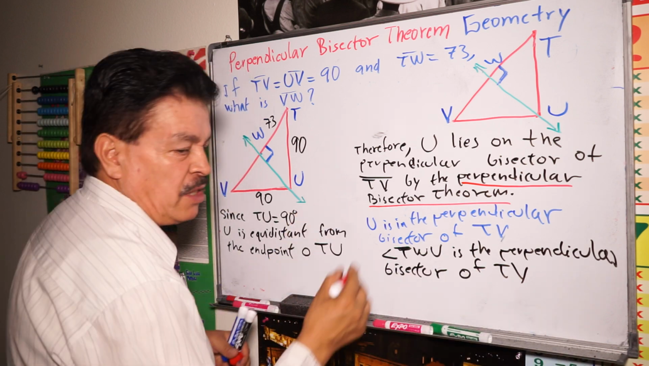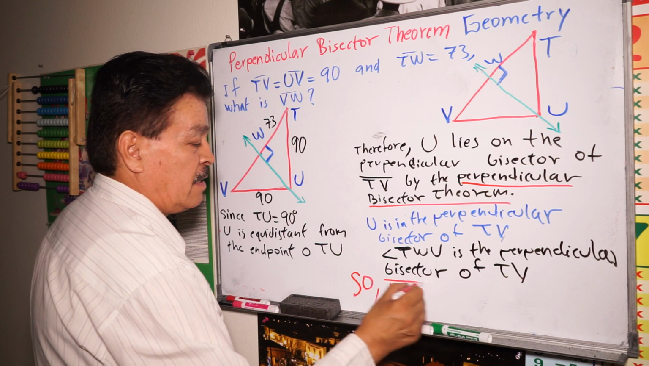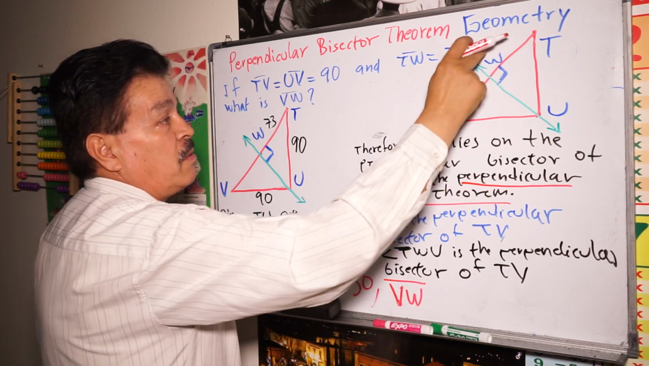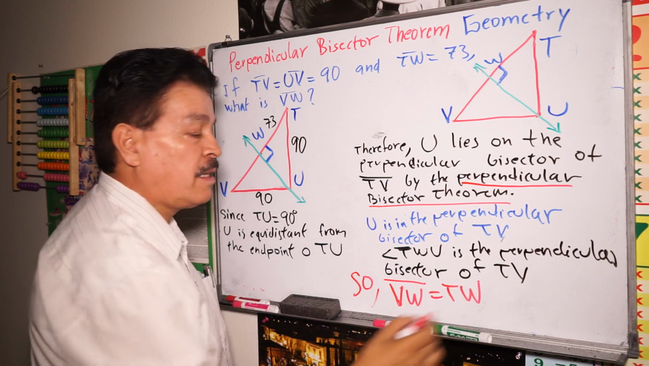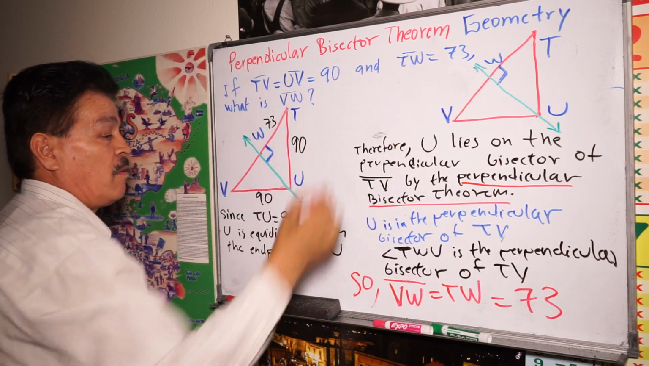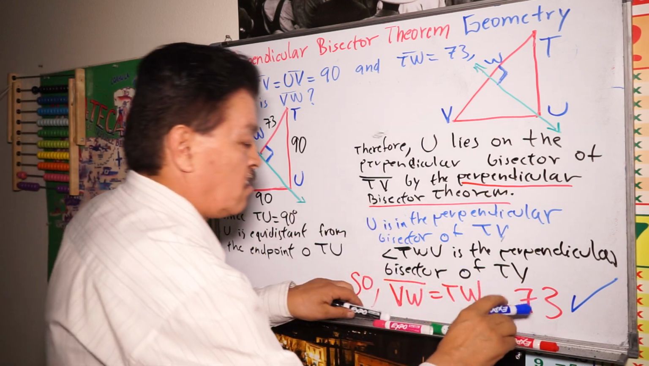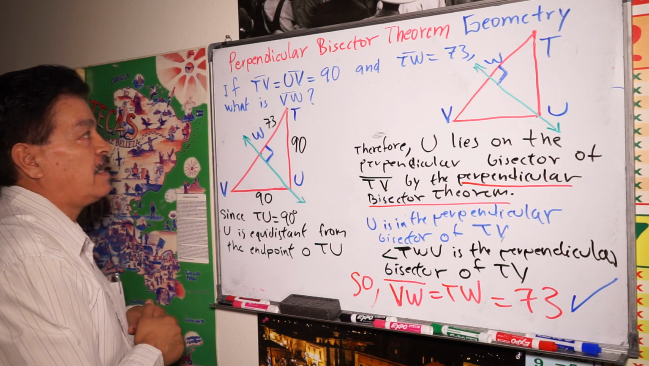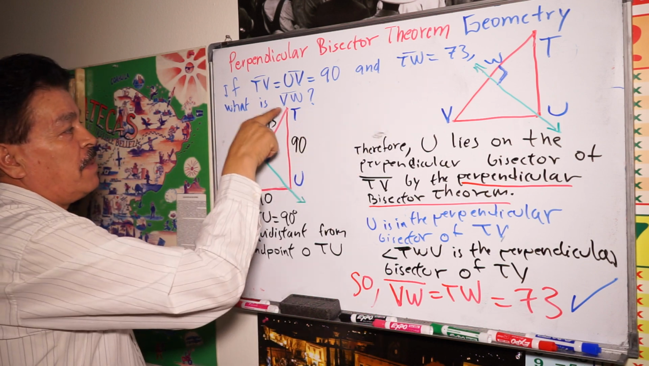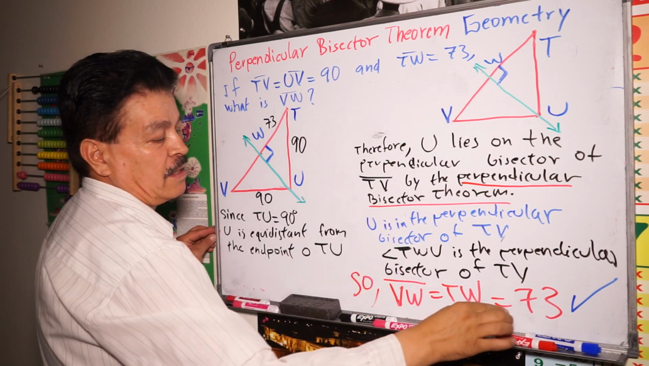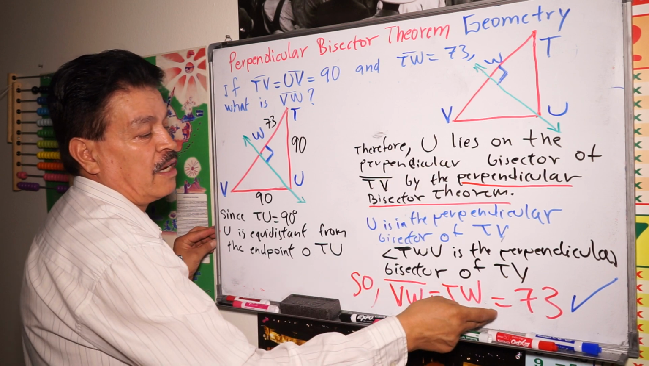This is very simple. Just give it a reasoning. So here, this BW is equal to TW, right? It equals 73. Look at our problem. So this is our conclusion, or the reasoning, that explains why TB is equal to UB equals 90 and TW is equal to 73. Where is the BW? BW is 73. So BW is the same as TW, therefore it equals 73.